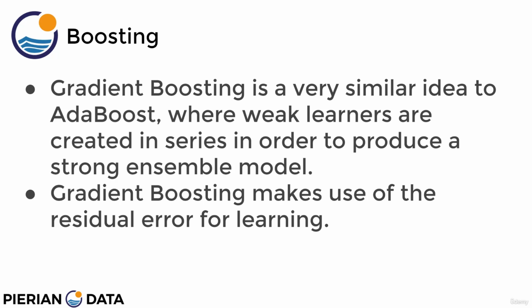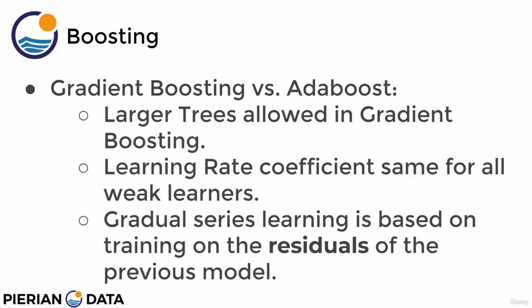And in fact, we could use gradient boosting with other models that are not decision trees. It just happens to work best with decision trees, which is why, again, you typically hear about boosting with decision trees. Now, gradient boosting makes use of the residual error for learning, which is different than what AdaBoost does. So let's talk about the main differences to keep in mind as we learn about gradient boosting.